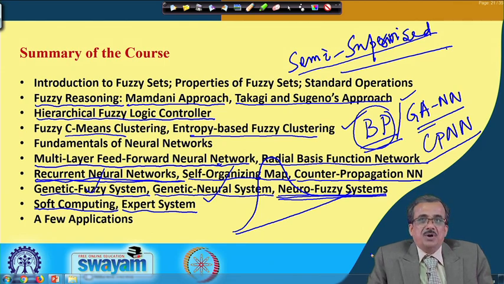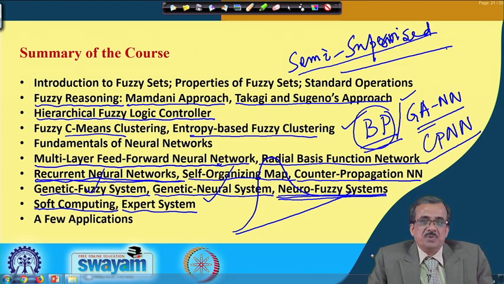Then we concentrated on a few applications of fuzzy logic and neural networks. As I mentioned, a huge literature is available on the applications of fuzzy logic and neural networks, not only in general science, but also in different fields of engineering science and commerce. So, there are so many such applications of fuzzy logic and neural networks.